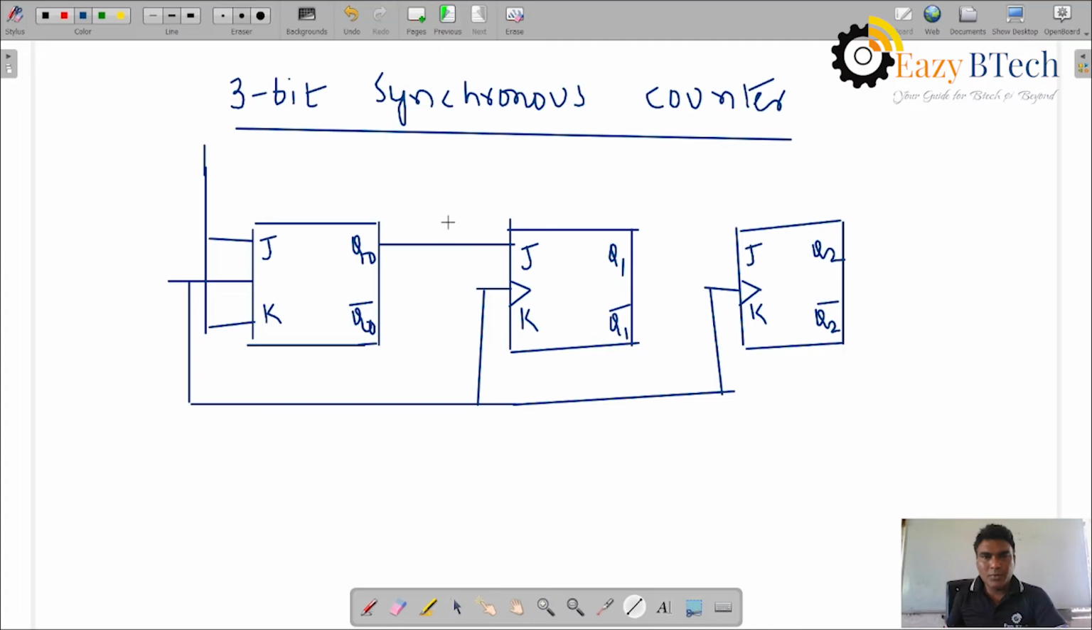From here to here, we will take an AND gate. One AND gate is there in the design. From here it will be connected over here, and it will be connected to this one.